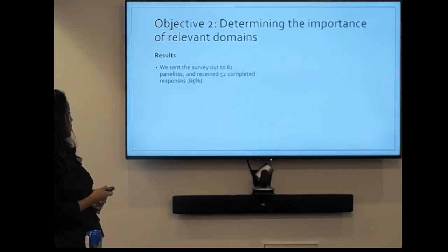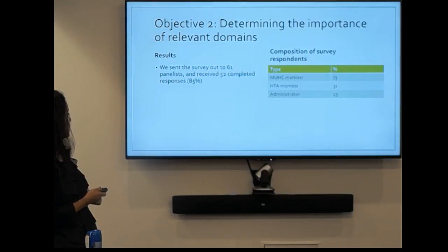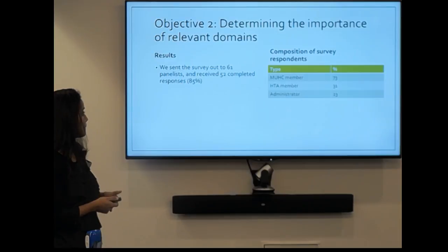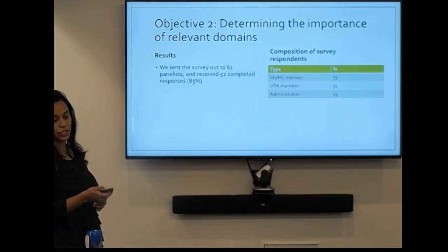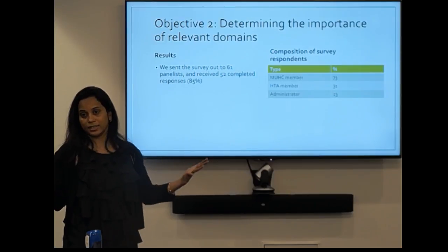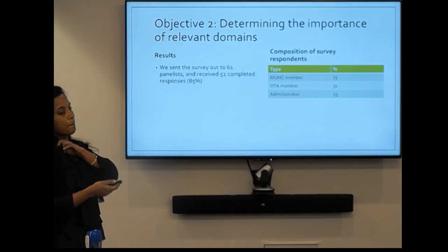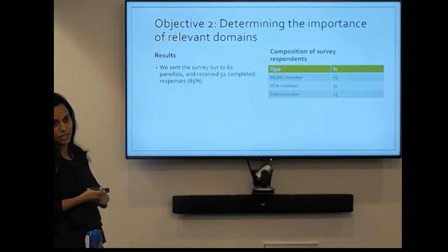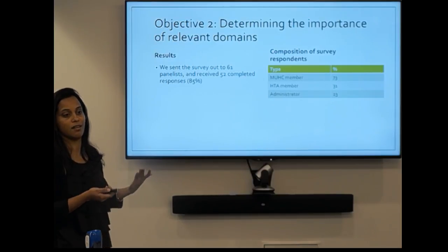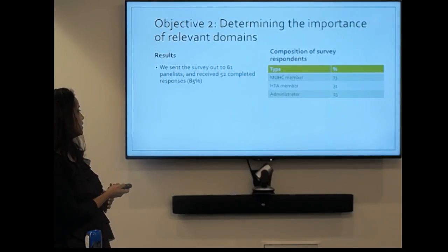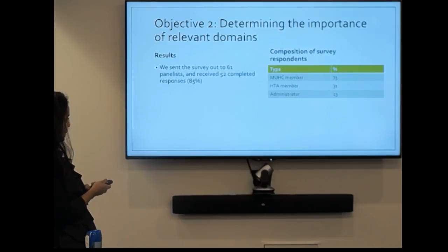And so we sent out the survey to 61 people, of whom 52 responded with complete responses. The breakdown was the vast majority were MUHC members. A third of them were members of HTA communities, and 23 were administrators. The idea was to try and get a diversity of viewpoints, because administrators and clinicians don't necessarily have the same idea of how important a criterion is.